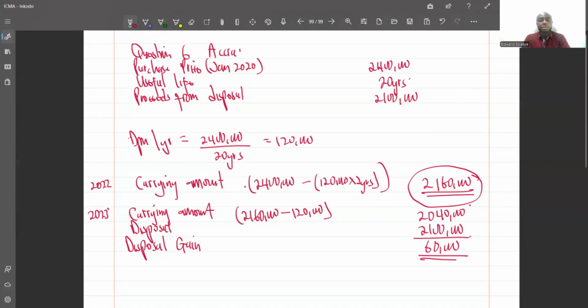And the depreciation will be 120,000 in our P or L. Remember the accumulated depreciation, which is the 120,000 times 2. That one, every year we calculate the depreciation of 120,000. So 2022's own is 120,000 in our P or L.